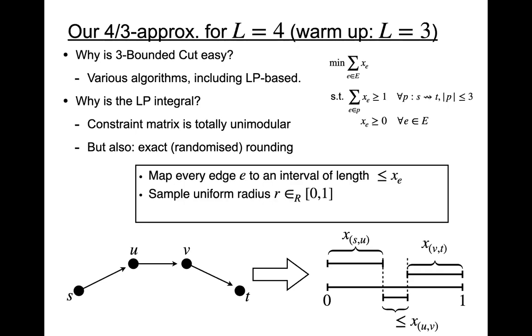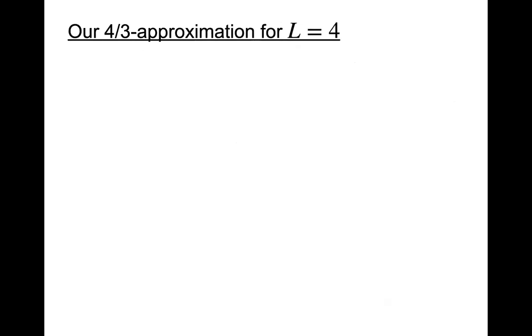And now we sample a uniform radius between 0 and 1. And we cut every edge whose interval contains this radius. So in this case, we would cut UV. And of course, since these intervals have length which is at most the LP value, then in expectation, we don't pay more than the LP value. Okay.